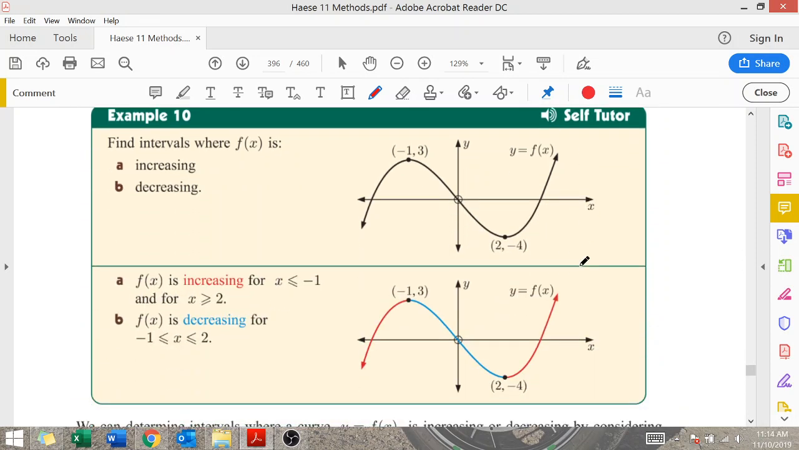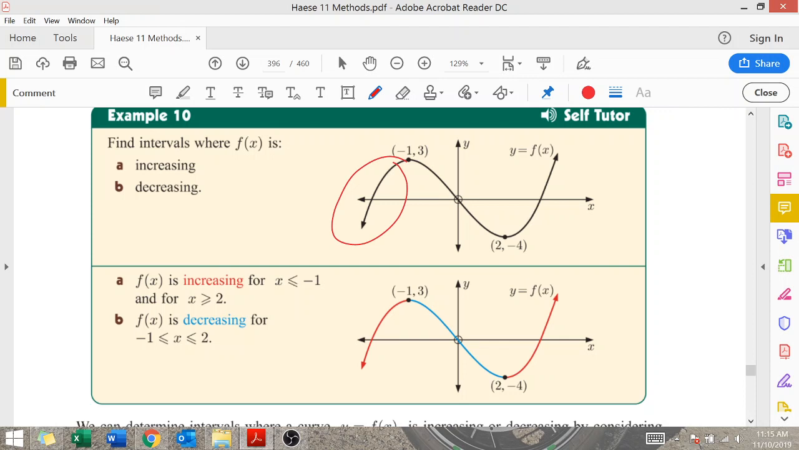So, example here. Let's find the intervals where f of x is increasing and decreasing. Well, hopefully it shouldn't be too tricky to see. Let's start with all the increasing bits. Well, we're not just looking between these points, we're looking everywhere on this graph. So here's our first section of increasing. Remember, we start from the left and work to the right. So, first section of increasing is right here.